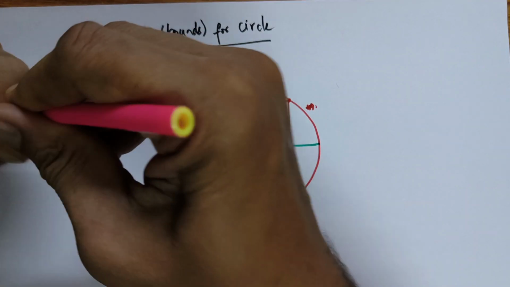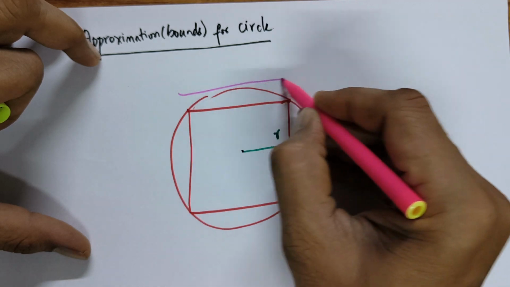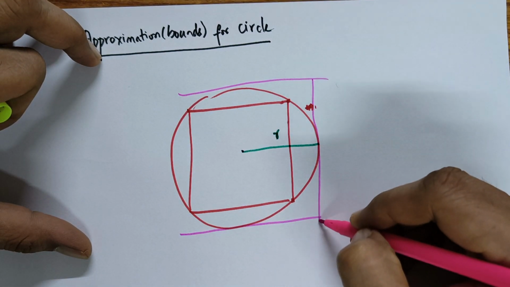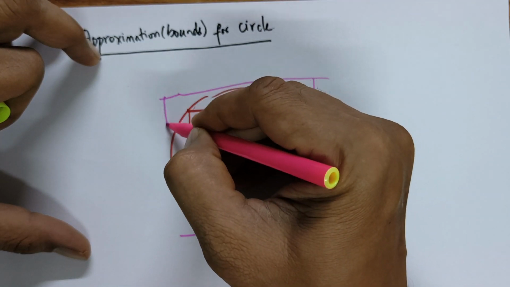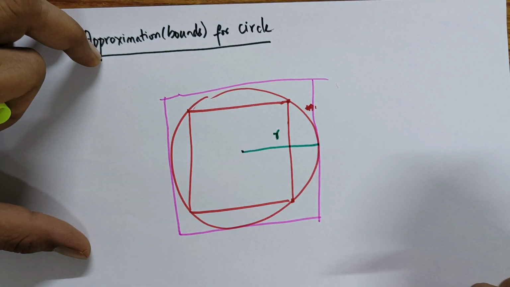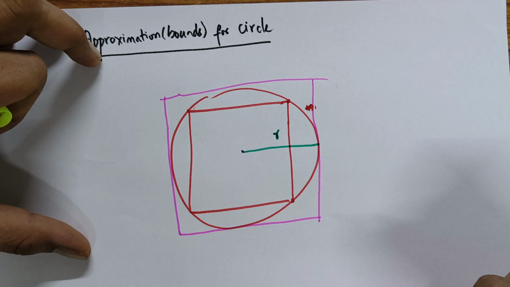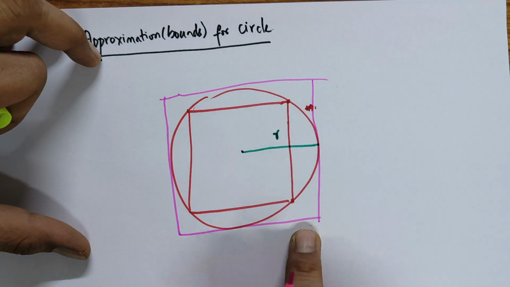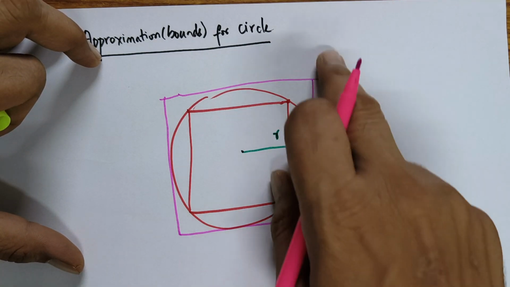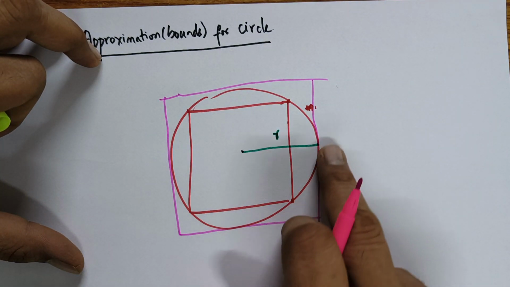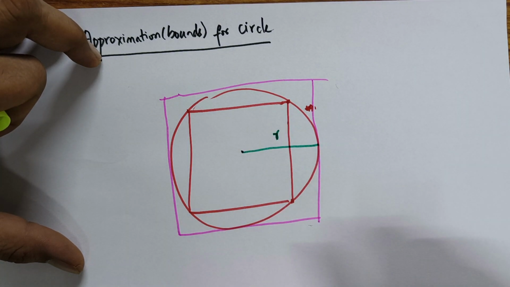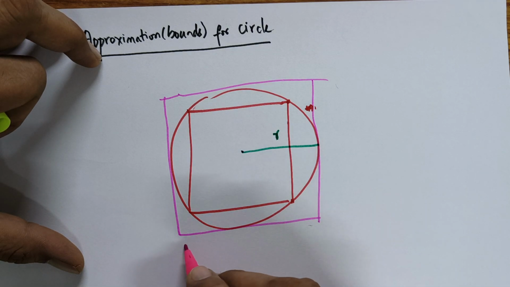Similarly, if I had a square that is outside the circle, then the perimeter of the square on the outside of the circle will be the upper bound, because the circle is inside the square and I have to go all around. So obviously I'm not taking the shortcut from here to here, I'm going all around it, right? So in this case, for the larger bound, it's easy.